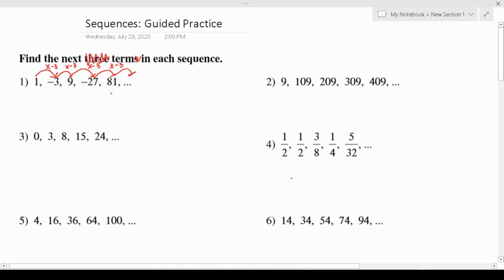So that means to find the next term in this sequence, we're going to multiply 81 by -3. Again, positive times a negative is going to result in a negative number. So let's work this out. 1 times 3 is 3. 8 times 3 is 24. So we can see the next term in this sequence is -243.